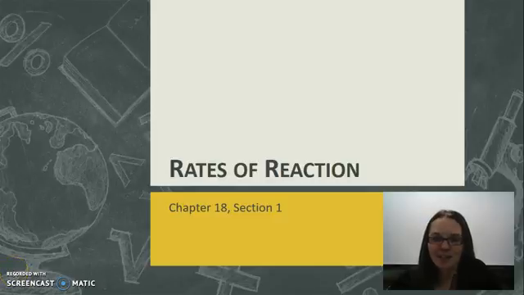Let's talk about Chapter 18, Section 1. This is rates of reaction. One of the things that you need to think about anywhere you see the word rate is basically speed, or how fast something takes place. So if we're looking at rates of reaction, we're looking at things that affect how fast reactions take place. They don't all occur at exactly the same speed.